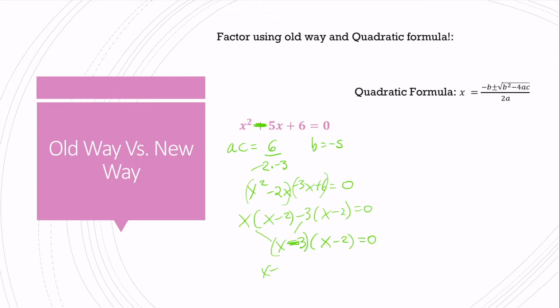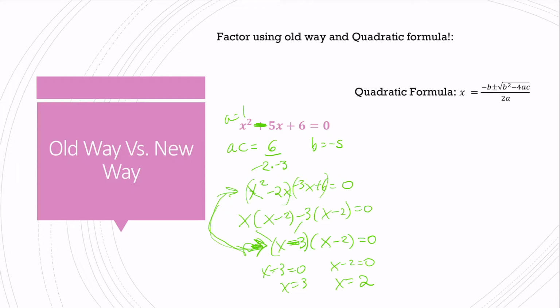And I set each of these factors equal to 0. And I find that x equals 3 and x equals 2. Now, I did go ahead and factor by grouping, even though I could have skipped to this step because a equals 1. But I wanted to show you one more time how to factor by grouping.